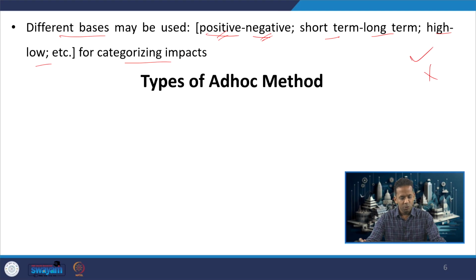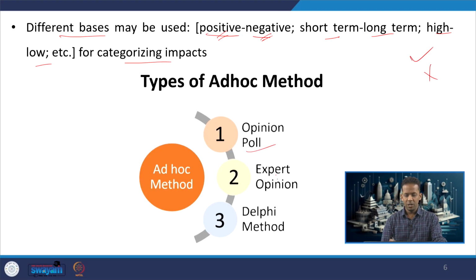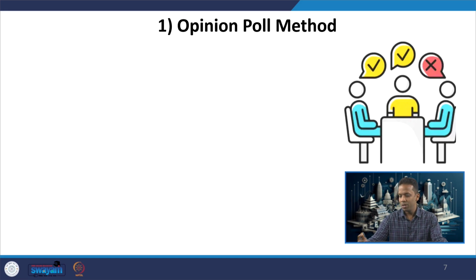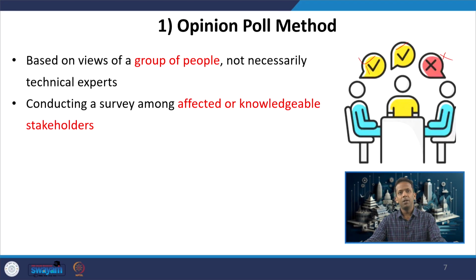Now, in the ad hoc method also there are three common types of method: opinion poll, expert opinion and Delphi method. Let us go one by one quickly. So, opinion poll method, as the name suggests, you can see here people sitting, two of them saying yes and one of them saying no. This is typically based on a group of people who may not be technical experts all the time, but they are definitely stakeholders who have knowledge associated with the project or who may get affected by that project activity. They may be inside the company, outside the company in the nearby community, or environmentalists, or just people from places nearby.